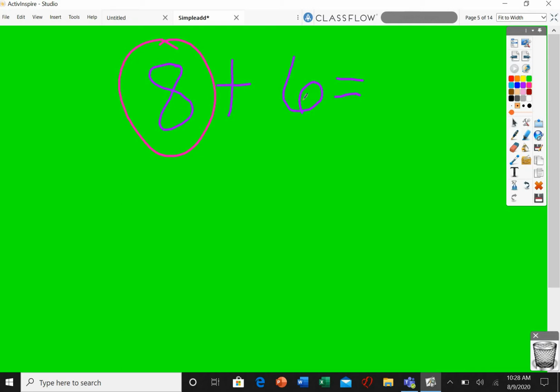And then I can count up 6 more, and I can get my answer. I'm not going to have to hold up 8 fingers and 6 fingers, because if I even tried that, I'm not going to have enough fingers. I can't hold up 8 and then get 6 more. There's not enough fingers. So if I just start at 8 by putting it in my head and then just count 6 more, I should be able to find the answer, and that's how this works.